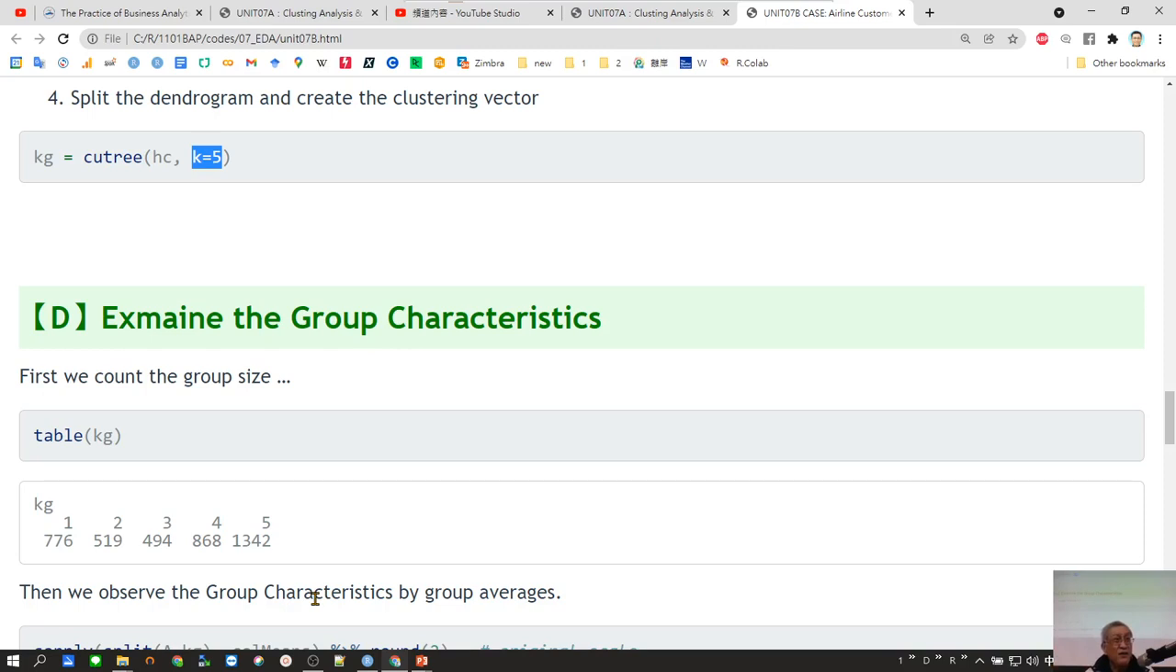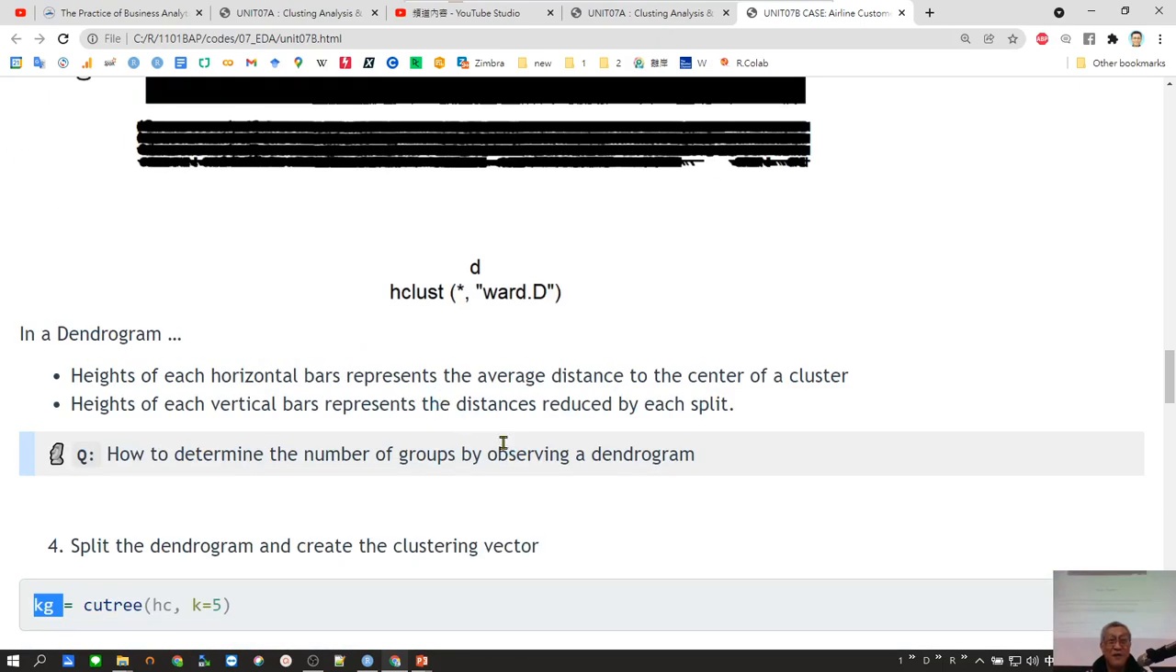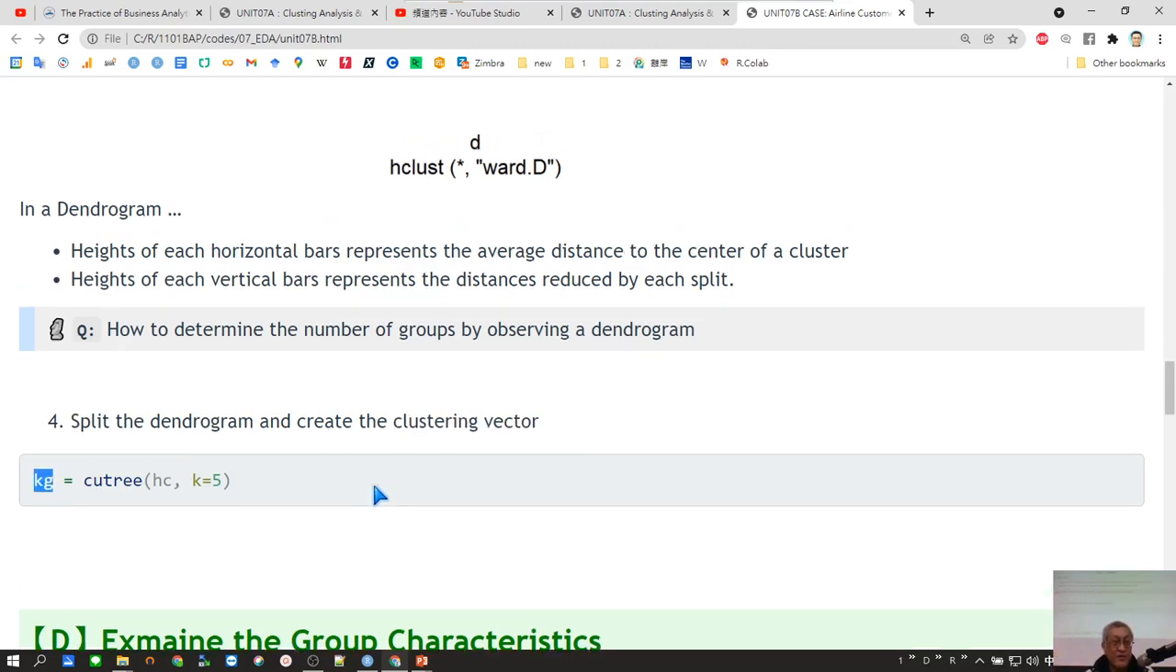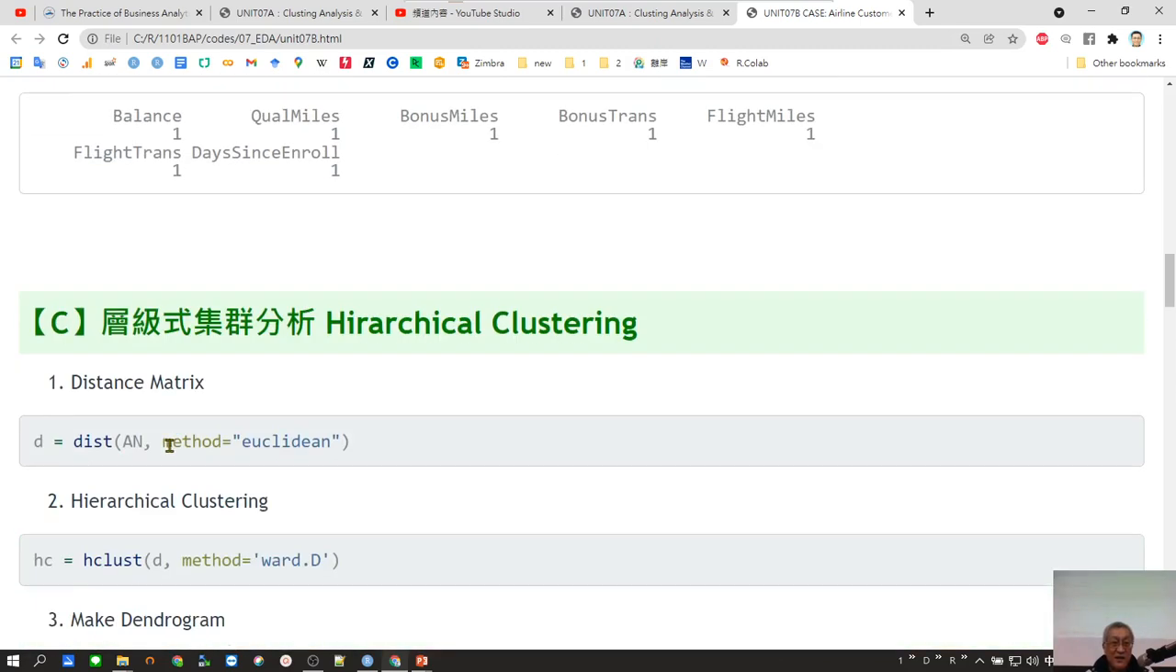5? 5 is the number of distinct groups. And this kg has to assign a group to each of the customers, right? And how many customers do we have? 4,000, right? So in order to assign each of these 4,000 customers into a group, this vector has to be of length 4,000. So this vector is of the same length as the data.